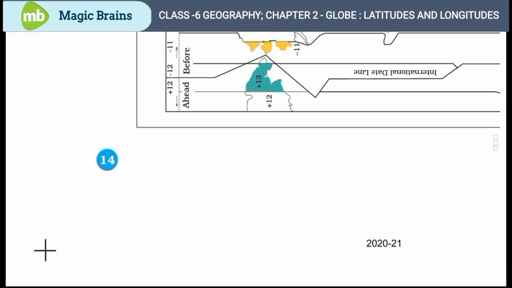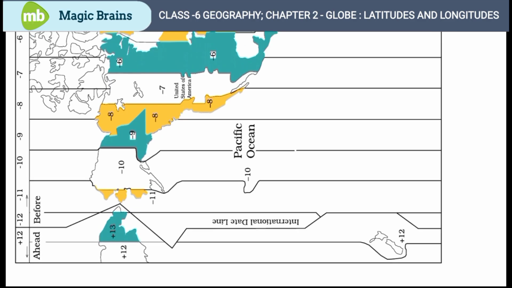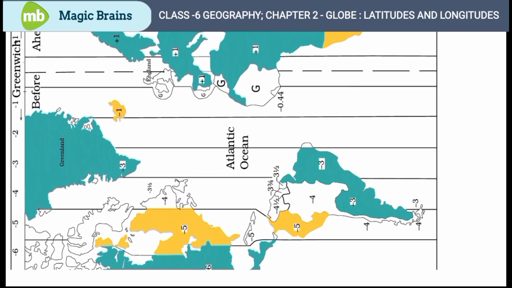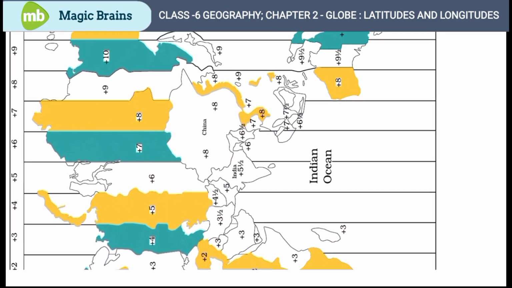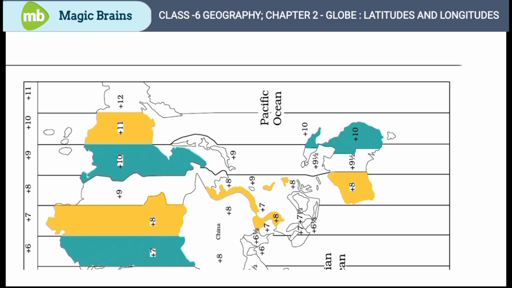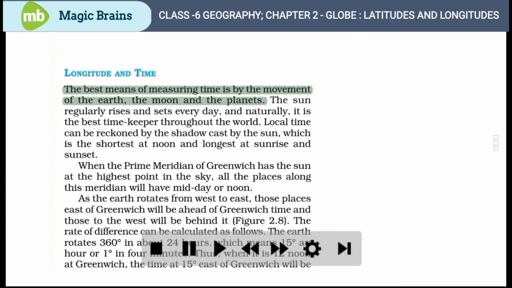Page number 14. Figure 2.8 shows time zones of the world. On the map, it has been marked Greenwich, time zones ahead and before. Page number 15. Longitude and time.